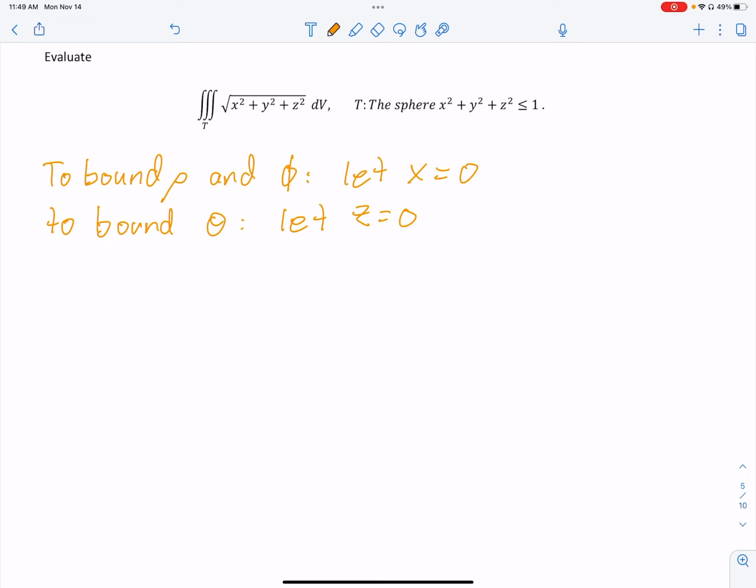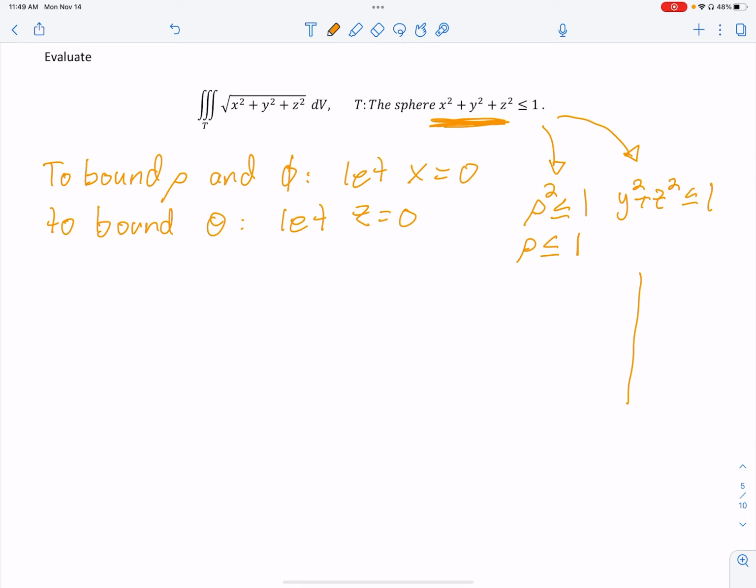First I'm going to bound rho a different way. Since I only have one equation here, notice that this left-hand side is rho by definition. So rho is less than or equal to 1, which means rho is less than or equal to plus or minus 1, but we're just going to put a 1 here. Rho is always positive. We can get this a couple of different ways. I'm going to let x equal 0 so you can see how it works out the same way. If I let x equal 0, I get y squared plus z squared is less than or equal to 1.